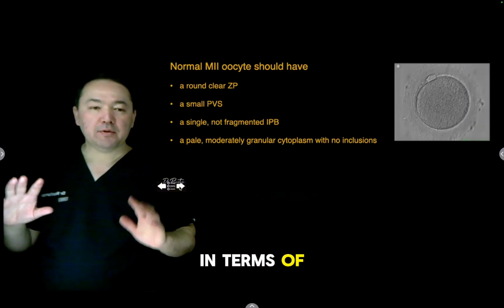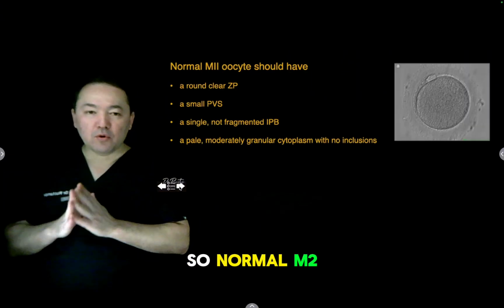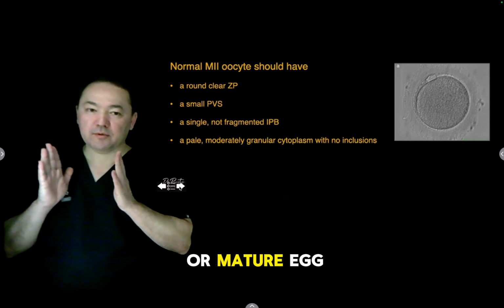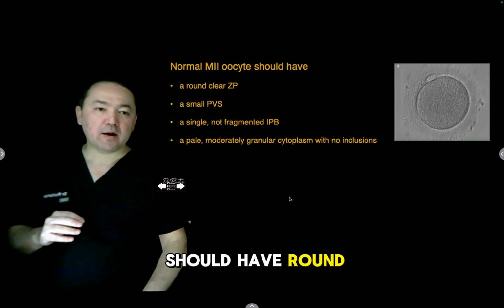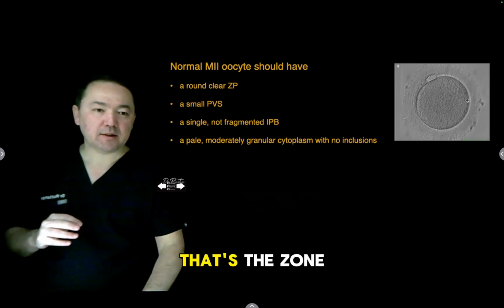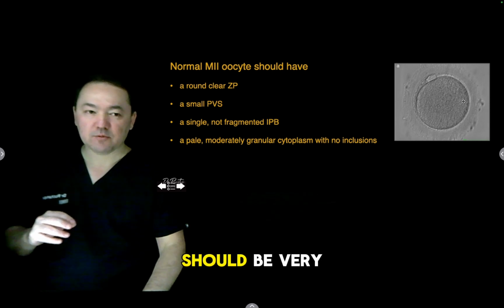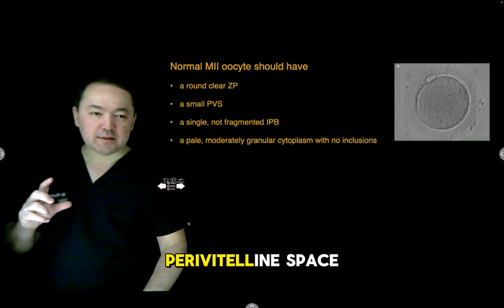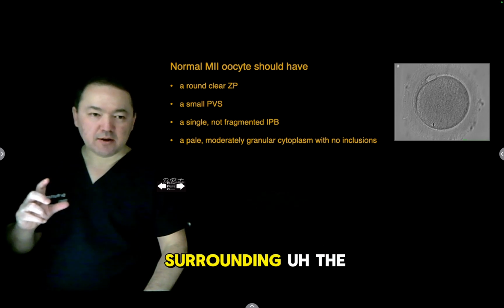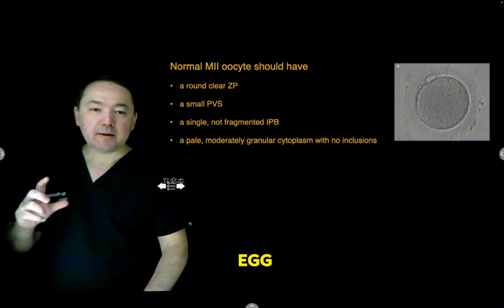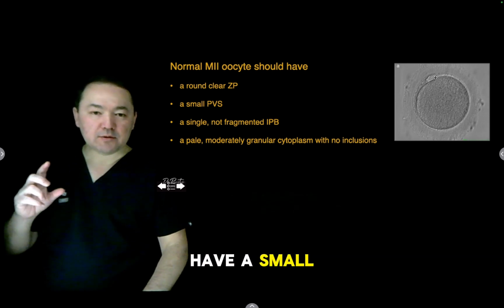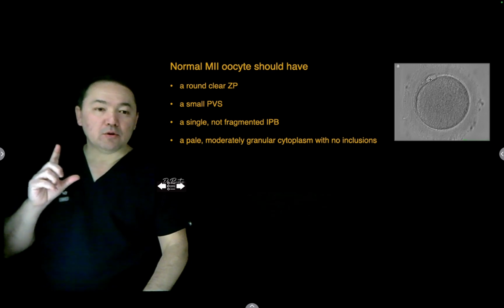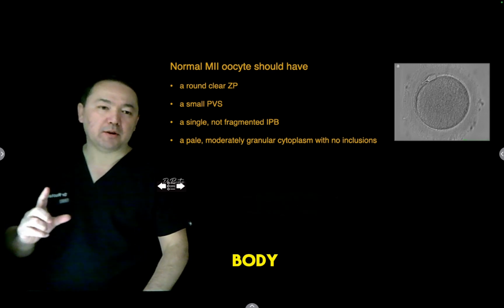In terms of a healthy egg, a normal M2 or mature egg should have a round, clear zona pellucida. That's the zona which surrounds the egg. It should be very round and clear, and should have a small perivitelline space. This is the perivitelline space surrounding the egg. In that perivitelline space, you should have a small, single, not fragmented polar body.